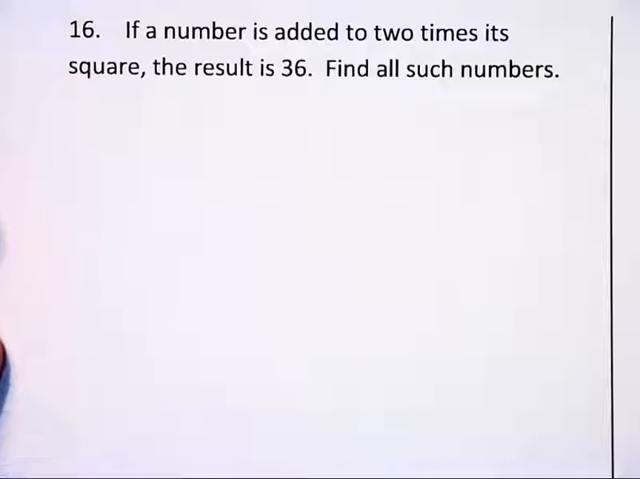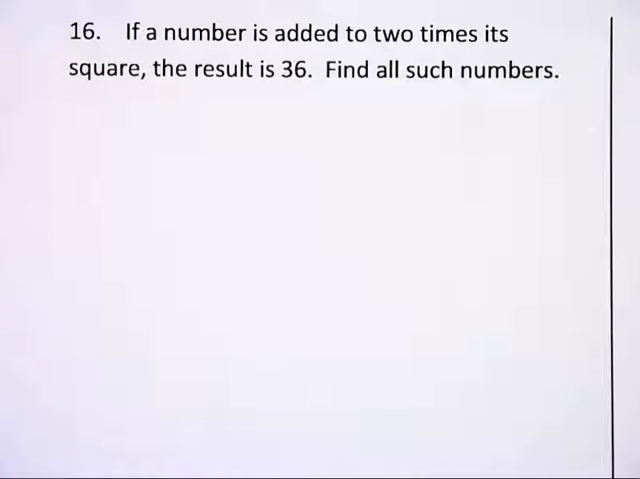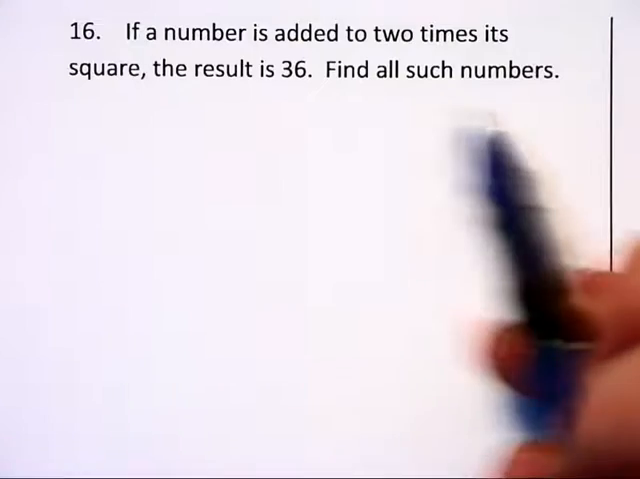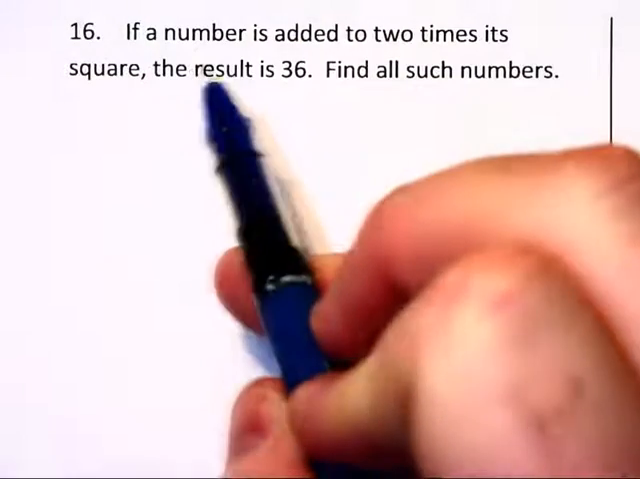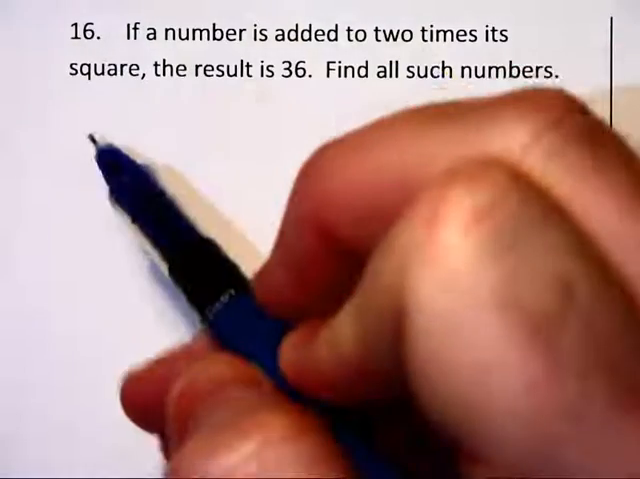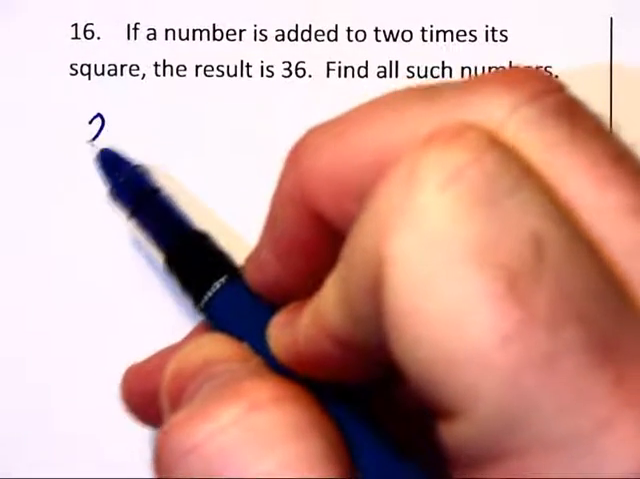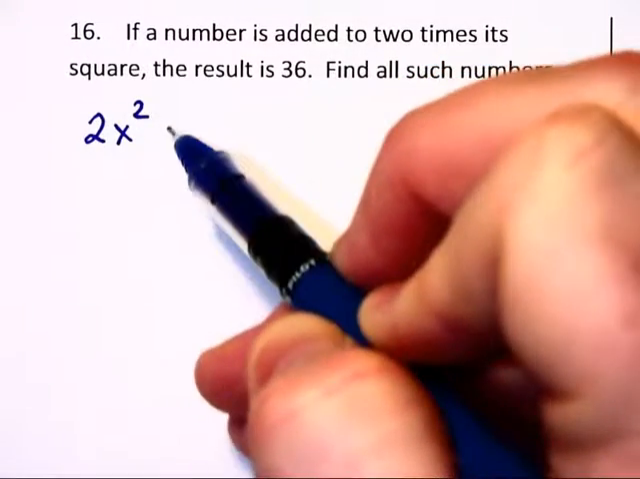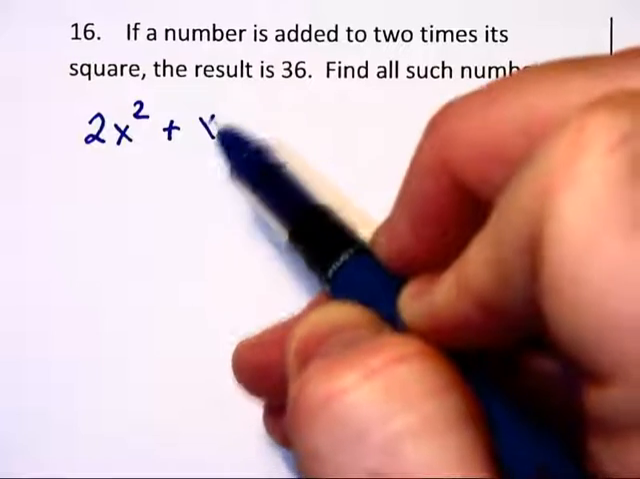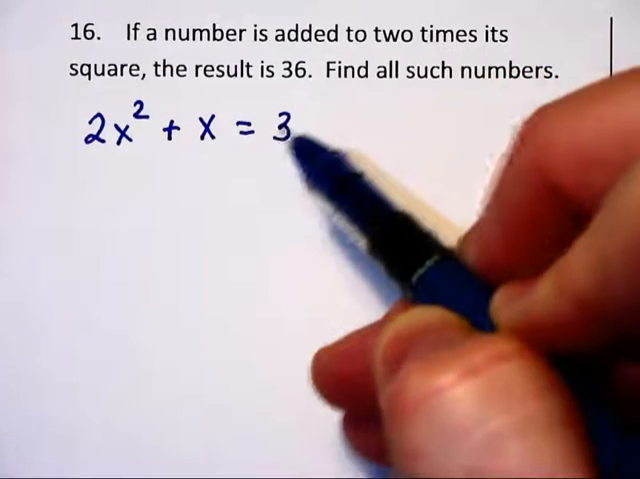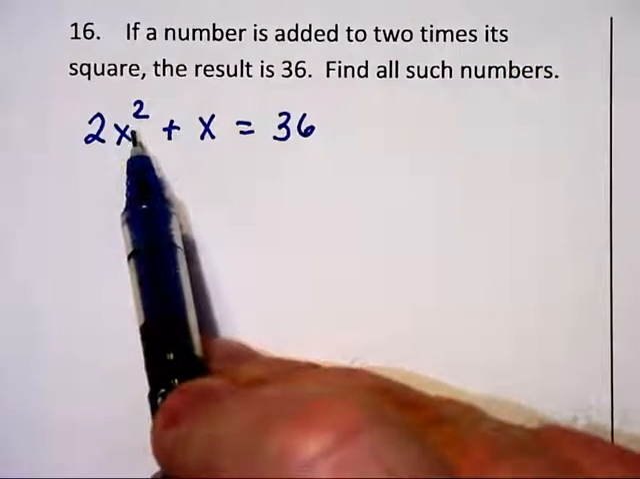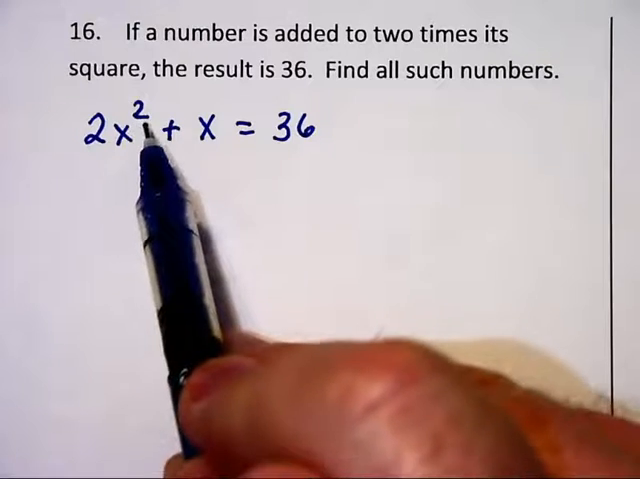Let's tackle some quadratic word problems. In this first problem, we're just going to start writing the equation as we see it. If a number is added to 2 times its square, that'll be 2x squared. If a number is added to that, the result is 36. I know it's a quadratic equation because it's got a square in it.